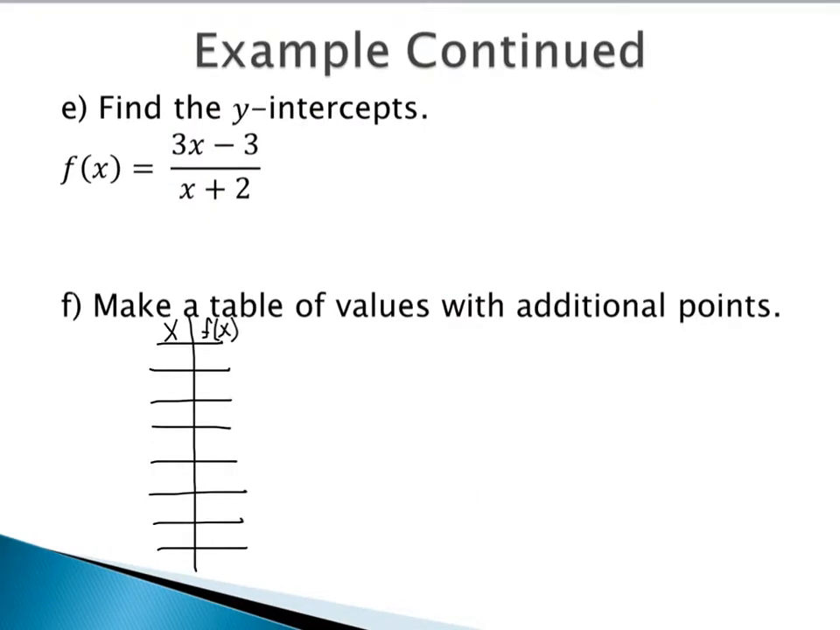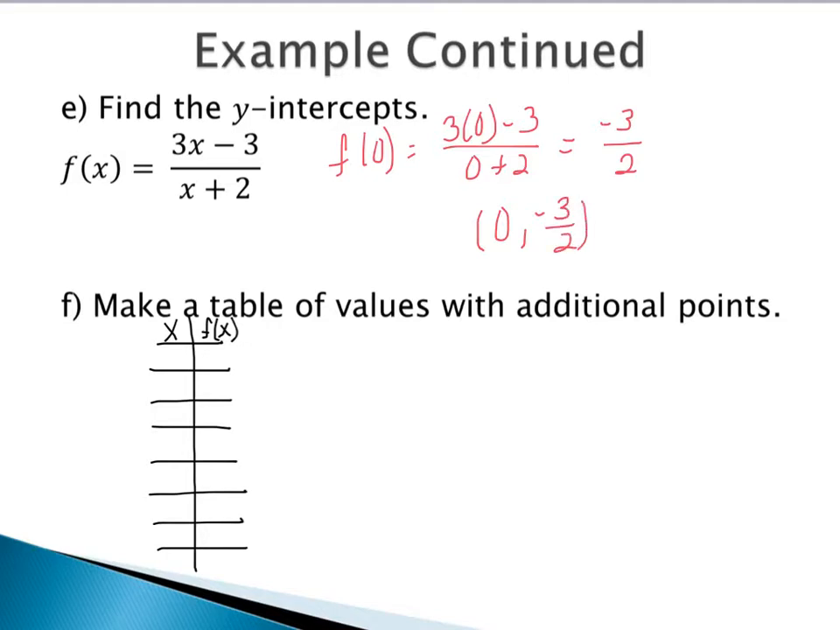Next we want to find our y-intercepts. Remember, when dealing with a function, in order to find our y-intercepts, we simply find f of 0. So we substitute 0 in for x. We have 3 times 0 minus 3 over 0 plus 2. So that means we're going to be left with negative 3 over 2. So again, since it is a point, I would express your y-intercept as the ordered pair (0, negative 3/2).